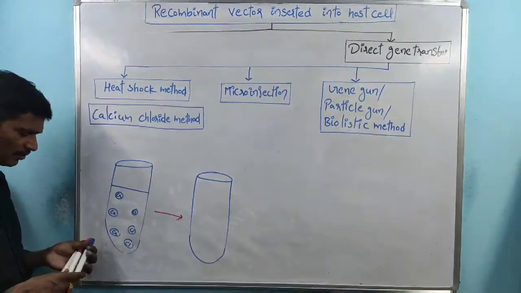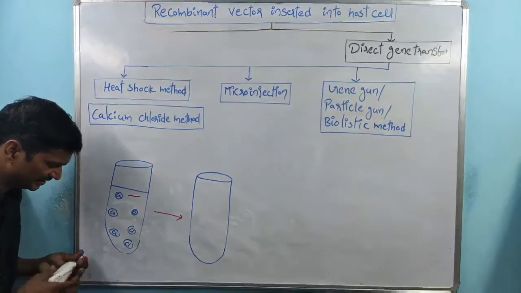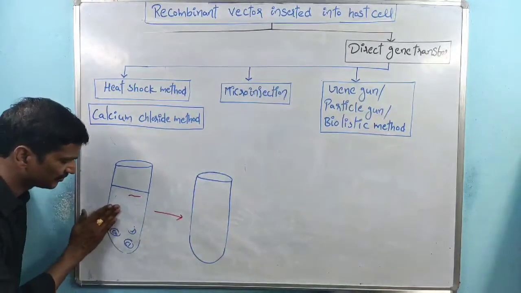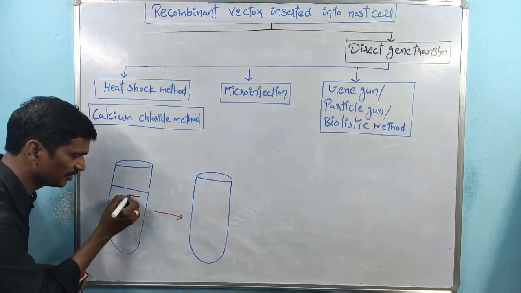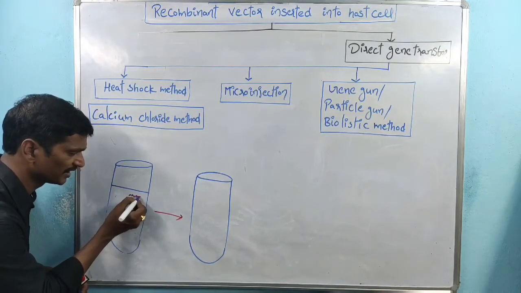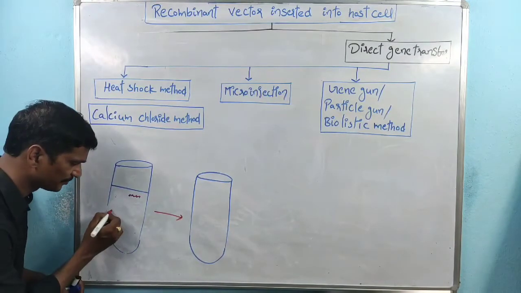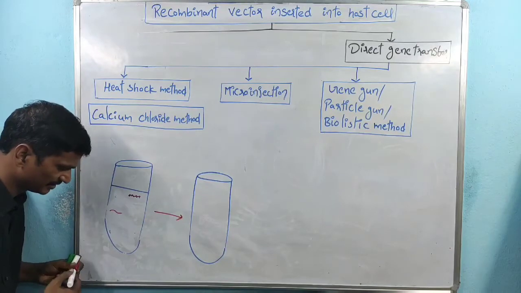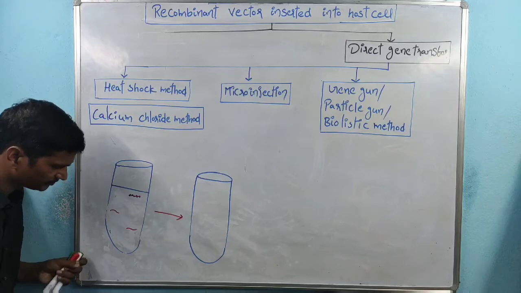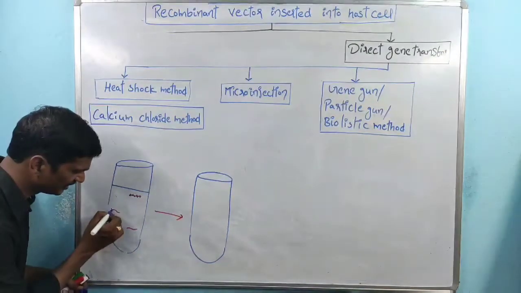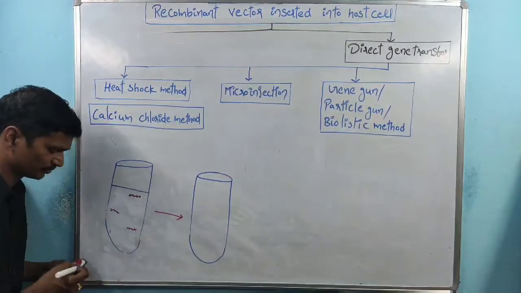These are the calcium and the chloride molecules. If we added DNA fragments, the DNA fragments are bound with the calcium and chloride molecules. These are the desired DNA fragments. The desired DNA fragments are precipitated with calcium and chloride molecules.